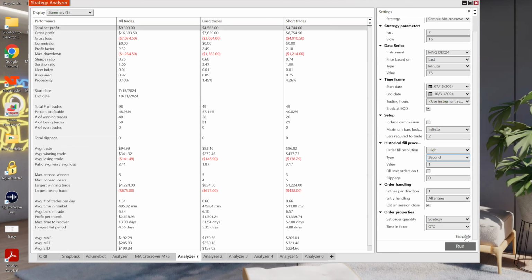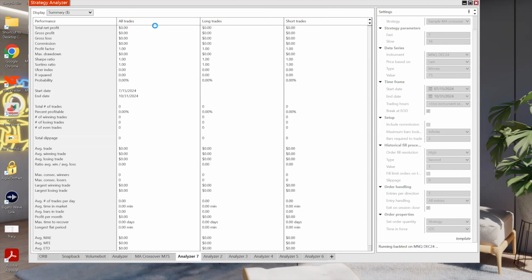Again, if I was to use maybe a 1 second chart, I might get slightly different results, or go to one tick, again, slightly different results. Keep in mind, this is a 75-minute chart, and looking at every single second of data over the course of, in this case, about 14 weeks is going to take a little bit of time. It's going to be the slowest on the one tick.